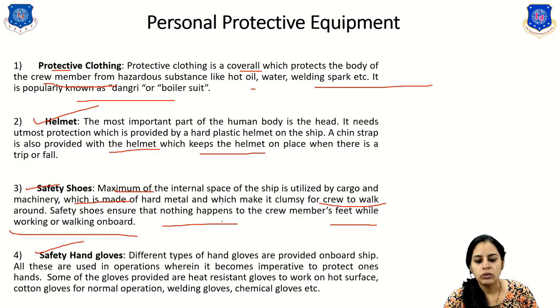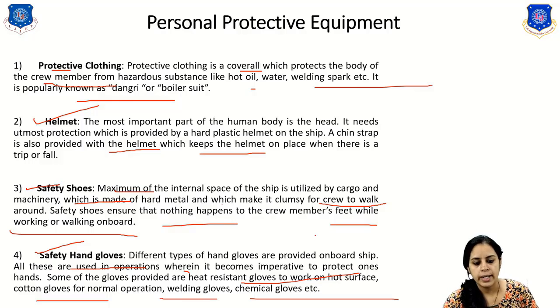Then safety hand gloves. Different types of hand gloves are provided on board ship. All these are used in operations wherein it becomes imperative to protect one's hands. Some of the gloves provided are heat resistant gloves to work on a hot surface, cotton gloves for normal operation, welding gloves, chemical gloves, etc.